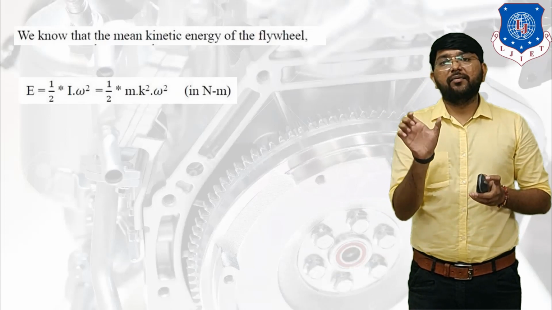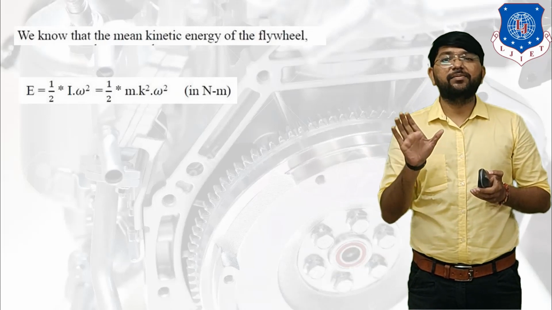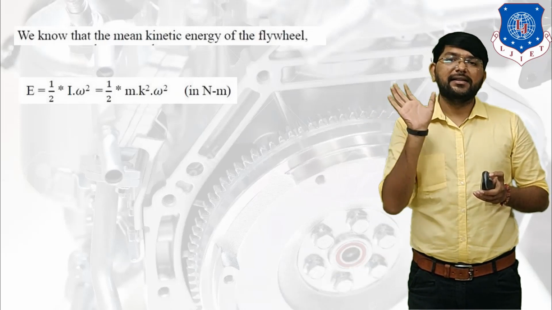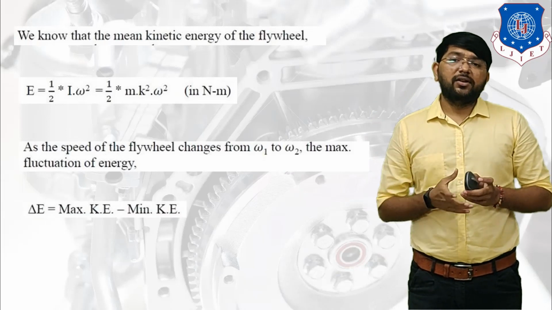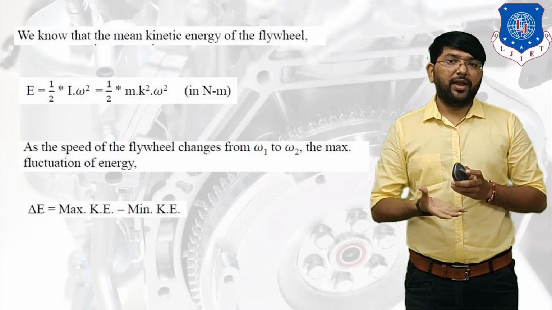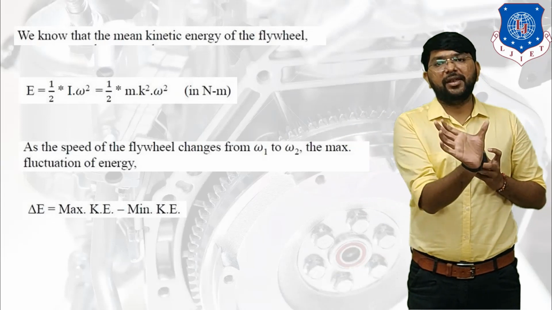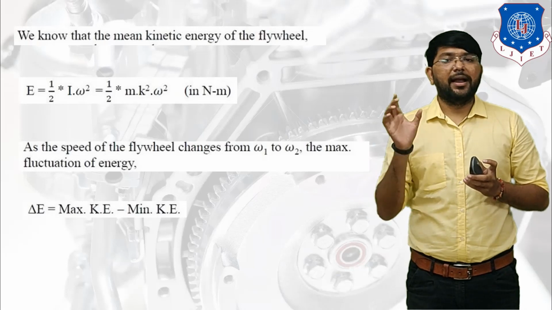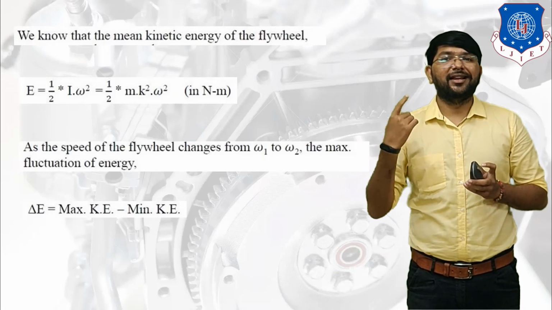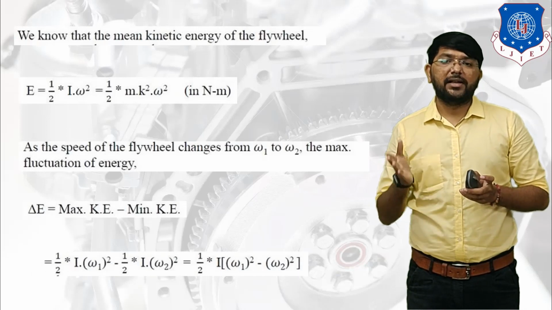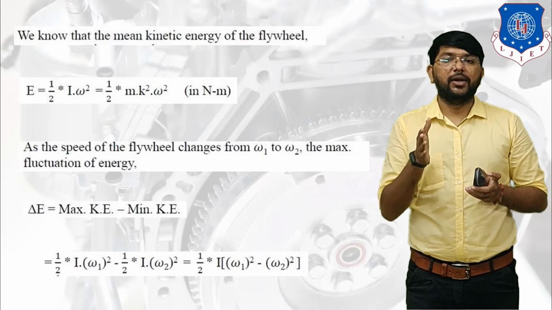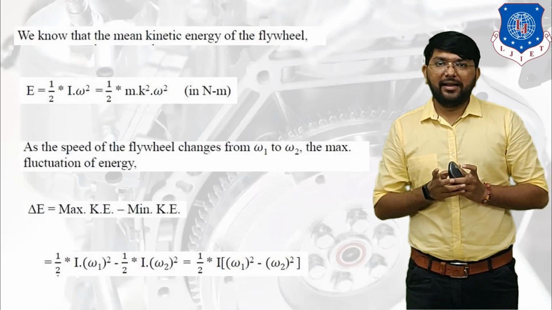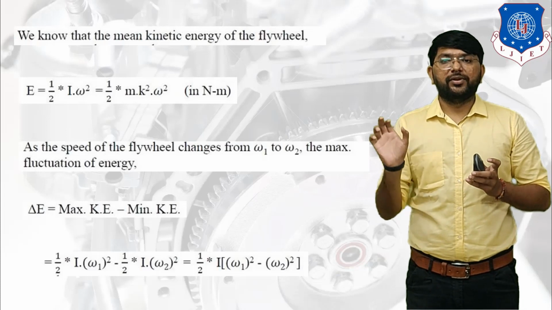Now what is the maximum fluctuation of energy? It is the difference between maximum energy and minimum energy, so it is the difference E1 minus E2. Clear? So the equation of the maximum fluctuation of energy is maximum kinetic energy minus minimum kinetic energy. At the maximum kinetic energy, the speed of the flywheel is ω1, and at the minimum kinetic energy, the speed of the flywheel is ω2. So the equation is 1/2 Iω1² minus 1/2 Iω2². Clear? So this is the equation for the maximum fluctuation of energy.